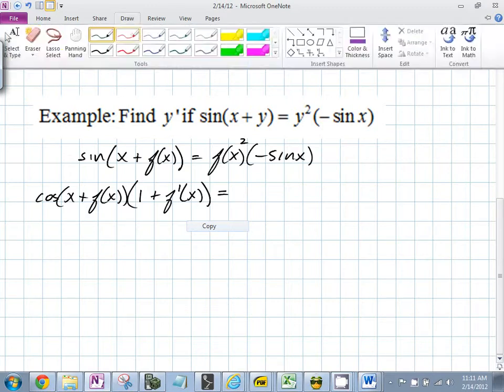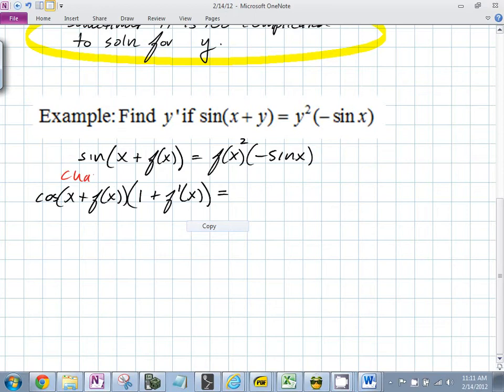Let's go to the right-hand side. What rule are we going to have to use? The product rule. So the derivative of the first is going to be 2 f of x times what? Negative f prime. Remember, you have to. This right here is the derivative of the left times negative sine x. But why do you have 2 f x times f prime x? Okay. F prime of x. That's correct.